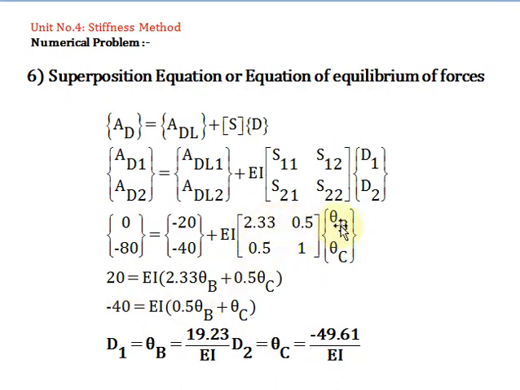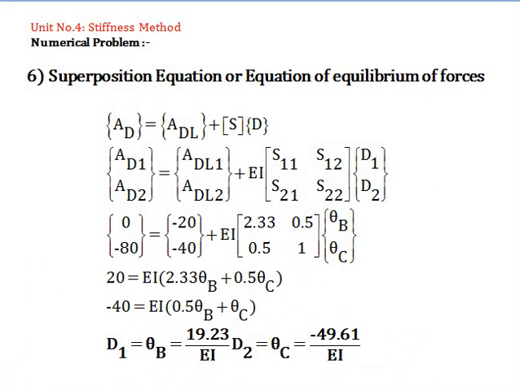Now here we will multiply row by the column. So 2.33 into theta b, and 0.5 into theta c. Here we have taken EI common. The next row is 0.5 multiplied by theta b and 1 multiplied by theta c. Now after solving these two simultaneous equations 1 and 2, we'll get the value of theta b, in terms of EI. So the value of theta b is 19.23 upon EI and the value of theta c is minus 49.61 upon EI.